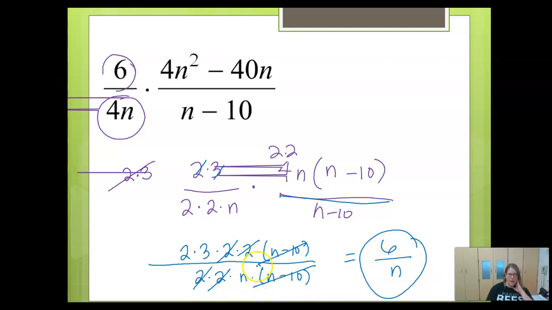Now we want to go back up to our factor form here and check out what n cannot be. So because of this, n cannot be 0. And because of this factor, n minus 10, n cannot be positive 10, because if n is positive 10, 10 minus 10 will make 0 in the denominator. Okay? So remember, your solution should have 2 parts, the simplified expression and the values that n cannot be.